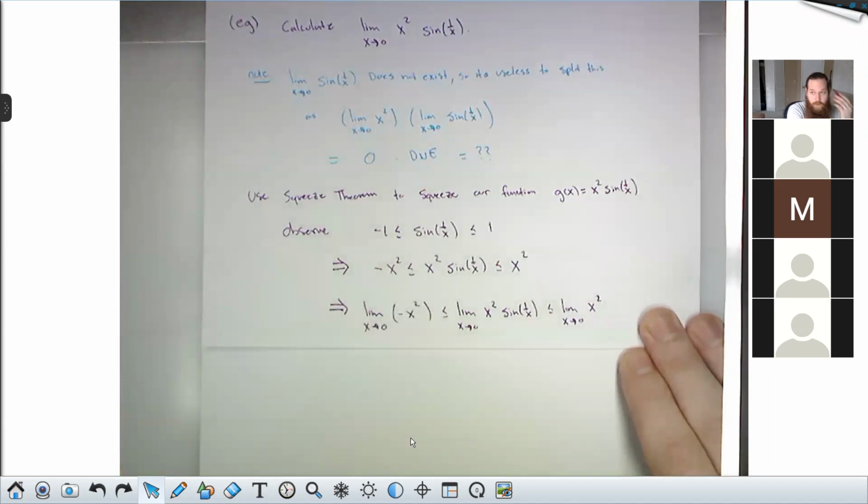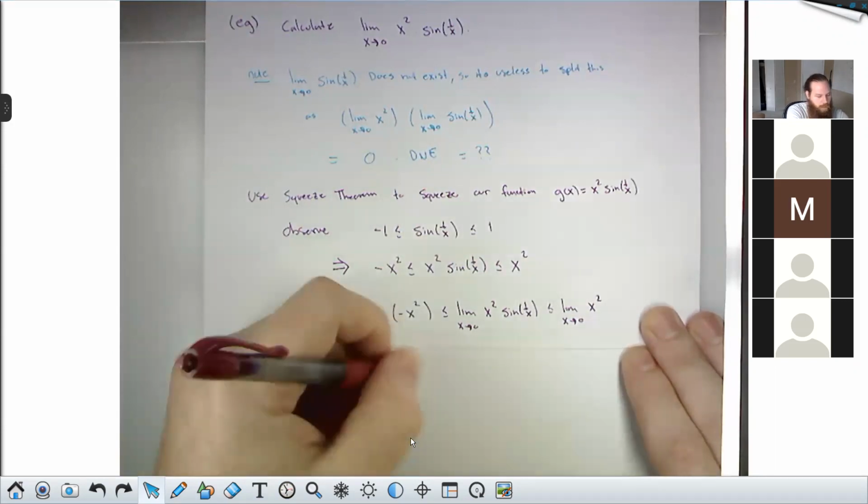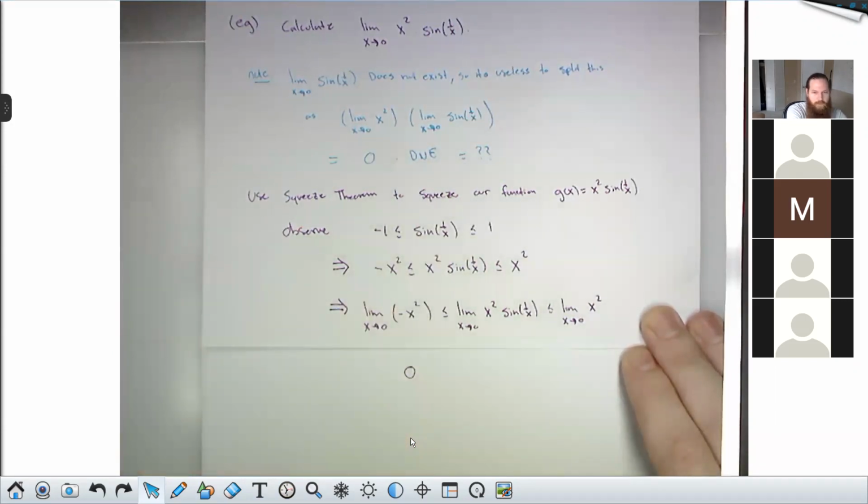You can either think about the graph. You know what the graph of negative x squared looks like. It's this parabola opening down, vertex at 0, 0. Or you can use the limit laws. One of them says that for any polynomial, you can calculate a limit by direct substitution. So if you plug 0 in here, you don't have any problems. Plugging 0 in here gives you 0, right? Negative 0 squared is 0.